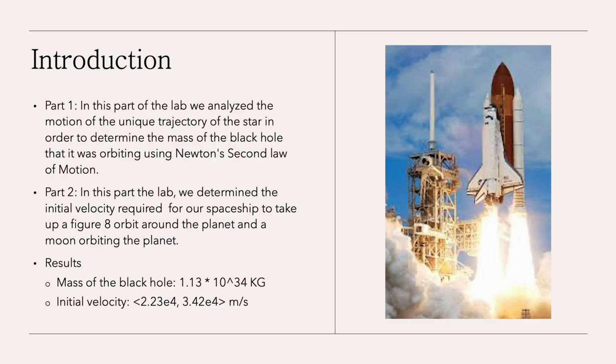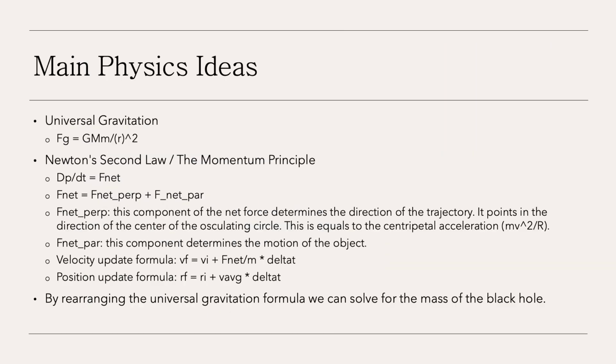These are our results. The mass of the black hole was 1.13 times 10 to the 34th kg. Our initial velocity that we determined in order for the spaceship to take up a figure-8 orbit was 2.23 times 10 to the 4th in the x direction and 3.42 times 10 to the 4th in the y direction.